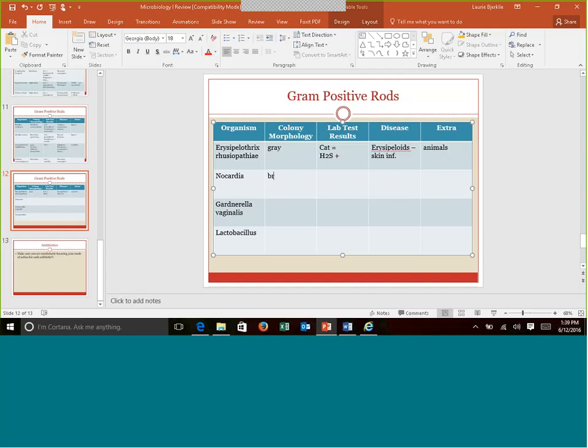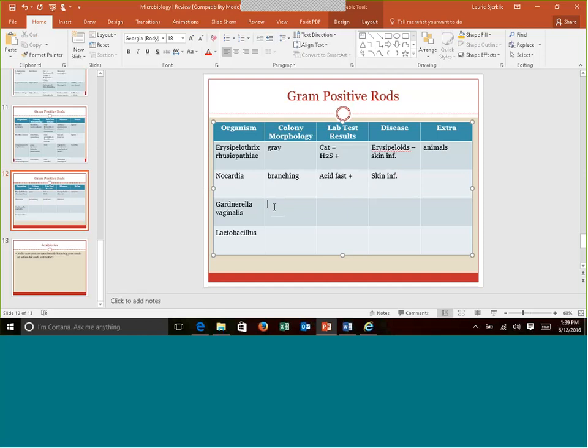Nocardia are said to branch on their colonies. This is the one that is, I'm sorry, partially acid-fast positive. So unique in that, again, it's a skin infection is what it causes.